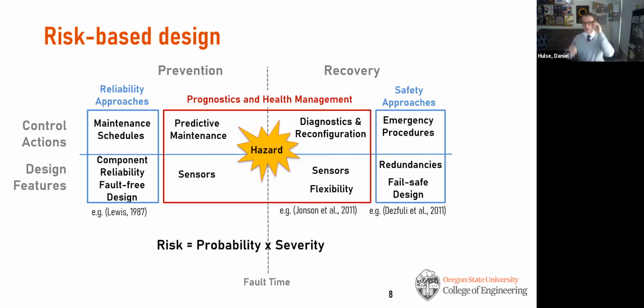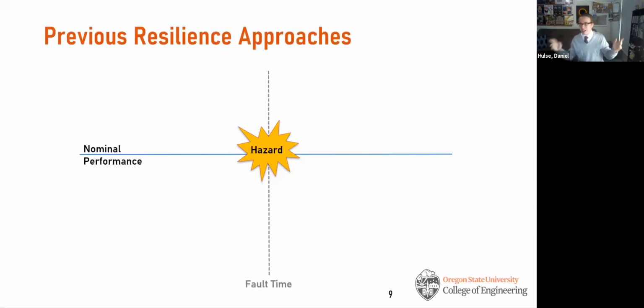And one key thing that is a definition used very commonly in a lot of these risk-based frameworks is that risk is a multiplication of probability and severity. So it's like an expectation of how severe the consequences will be. Now, that talks about including risk in design in general.